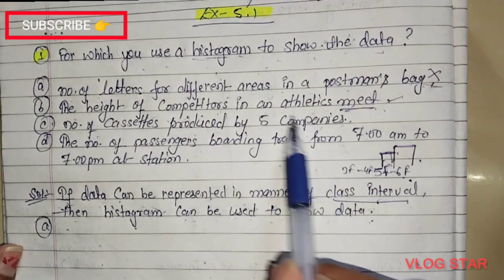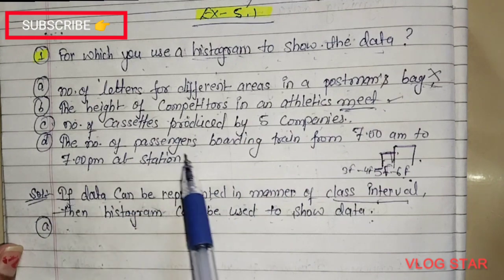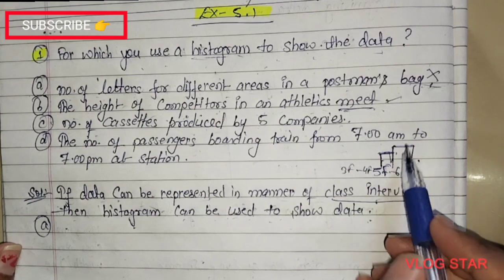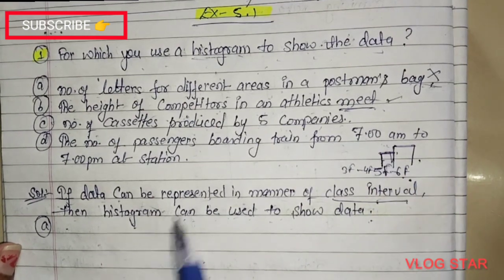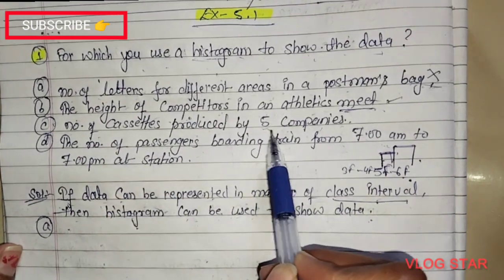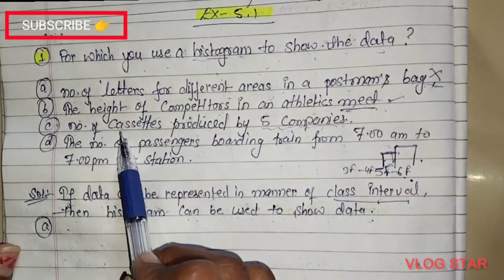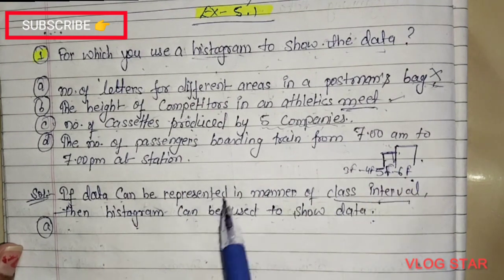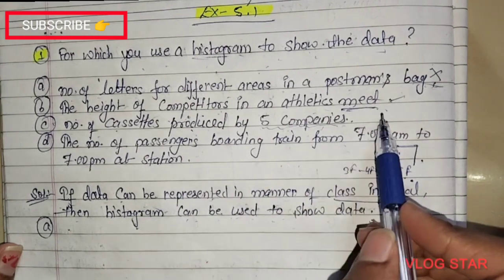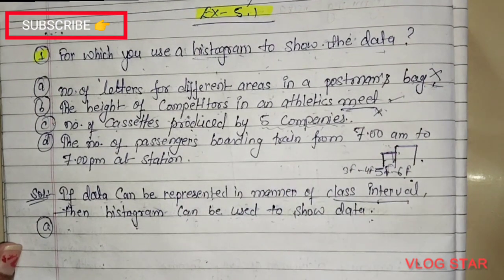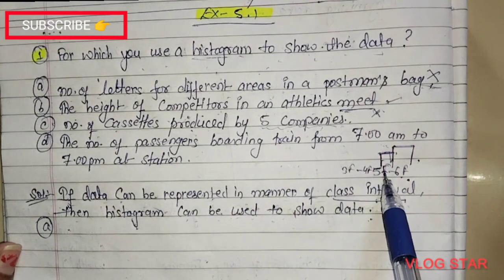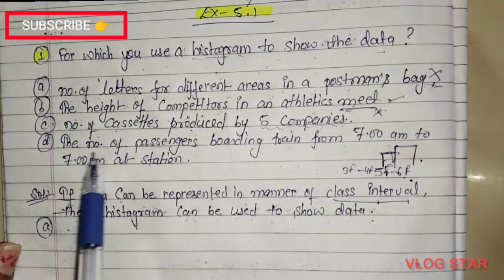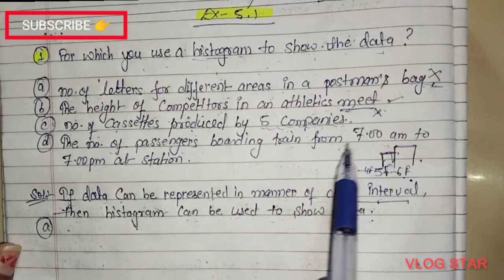Okay, the number of cassettes produced by 5 companies. If one company produces several cassettes, you can represent it in a histogram, like over June, July months. But here 5 companies produce cassettes, so how will you represent it in a histogram? You can't, so this is also not a histogram, because you can't write it in an interval.